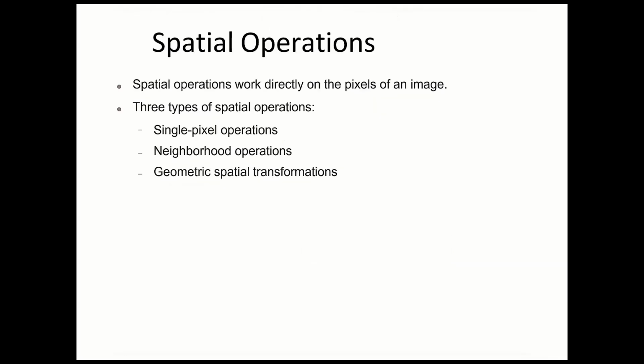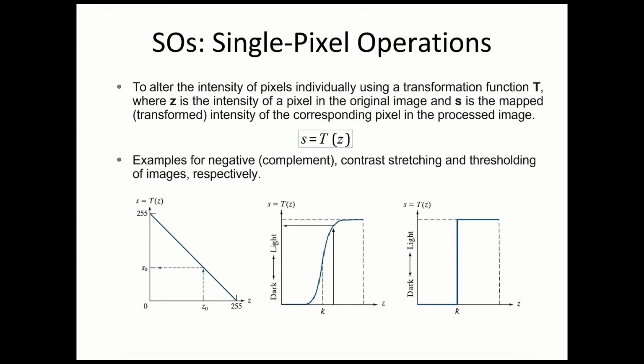Now we did some arithmetic operations, and now let's move to spatial operations. They can be single pixel operations, in which I manipulate each pixel separately without caring about the other pixels. The second is the neighborhood operation, in which I take a portion of the neighborhood of the pixel and manipulate it. Then we have geometric spatial operations, in which I rotate the whole image or something like that.